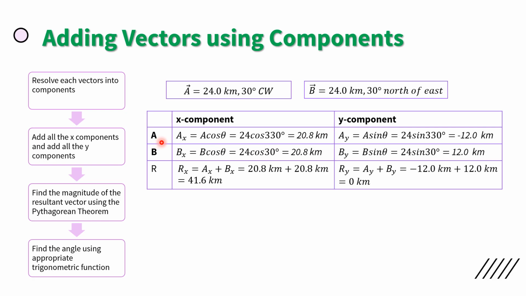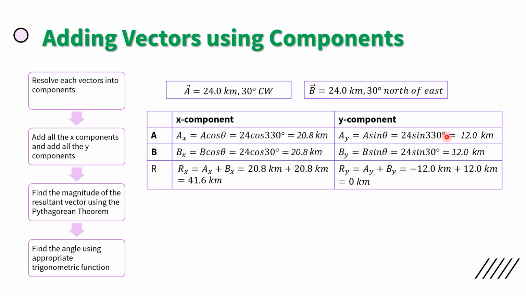So for vector A, we have a sub x is equal to a cosine theta. Now we are given this direction, 30 degrees clockwise from the positive x-axis. So this means our angle theta is 330 degrees. Simple calculation will give us 20.8 kilometers. And then we can get a sub y, the y component of vector A, by using this equation. We have a sine theta.